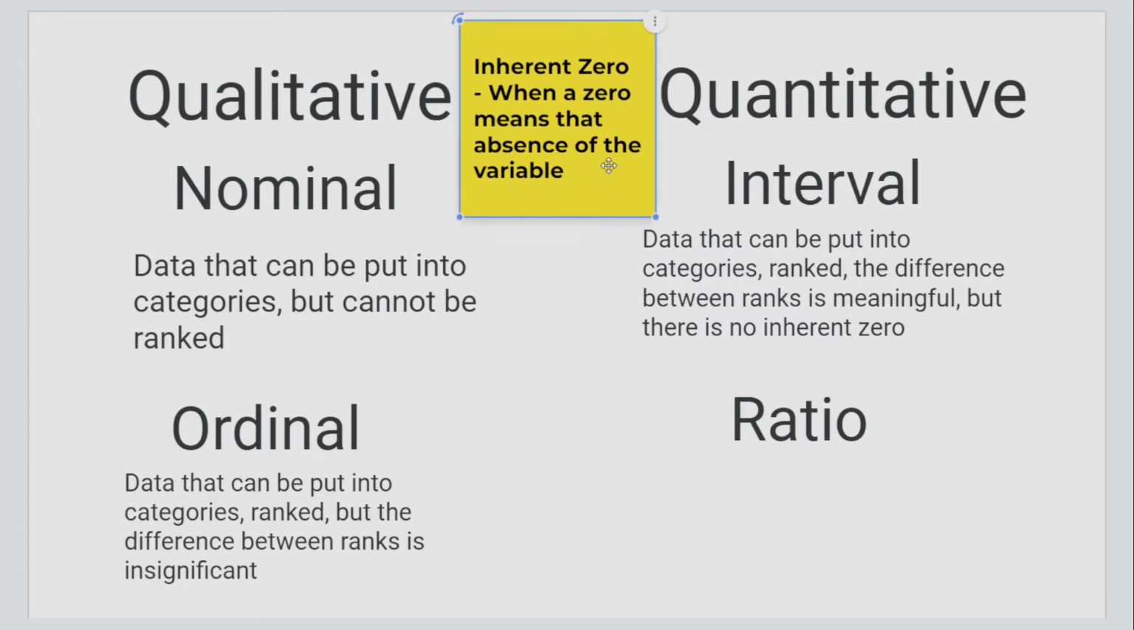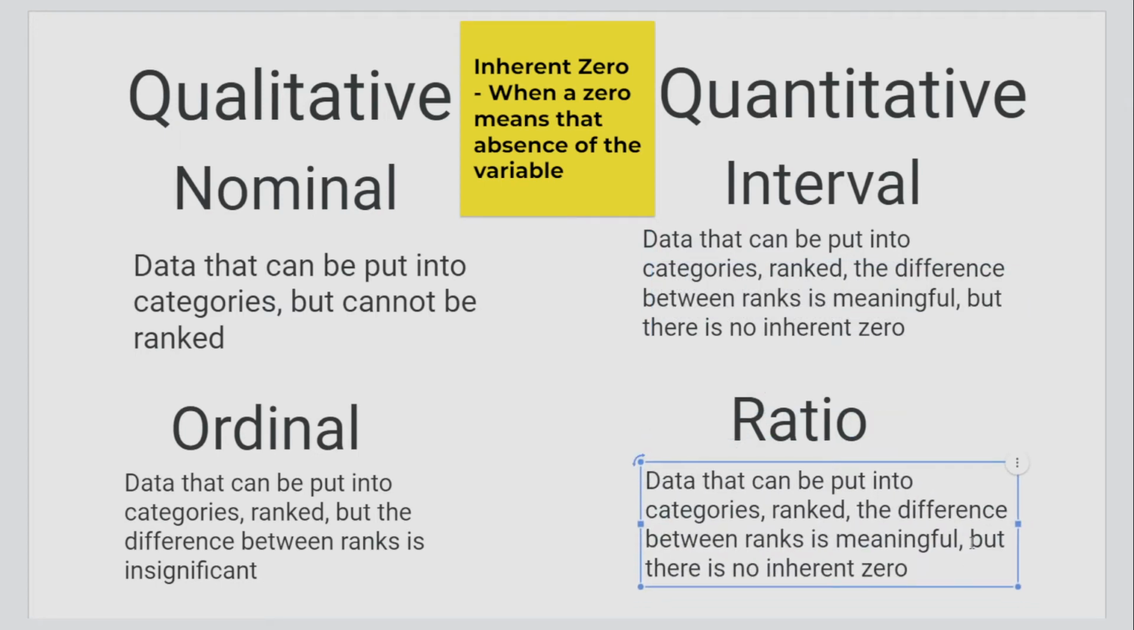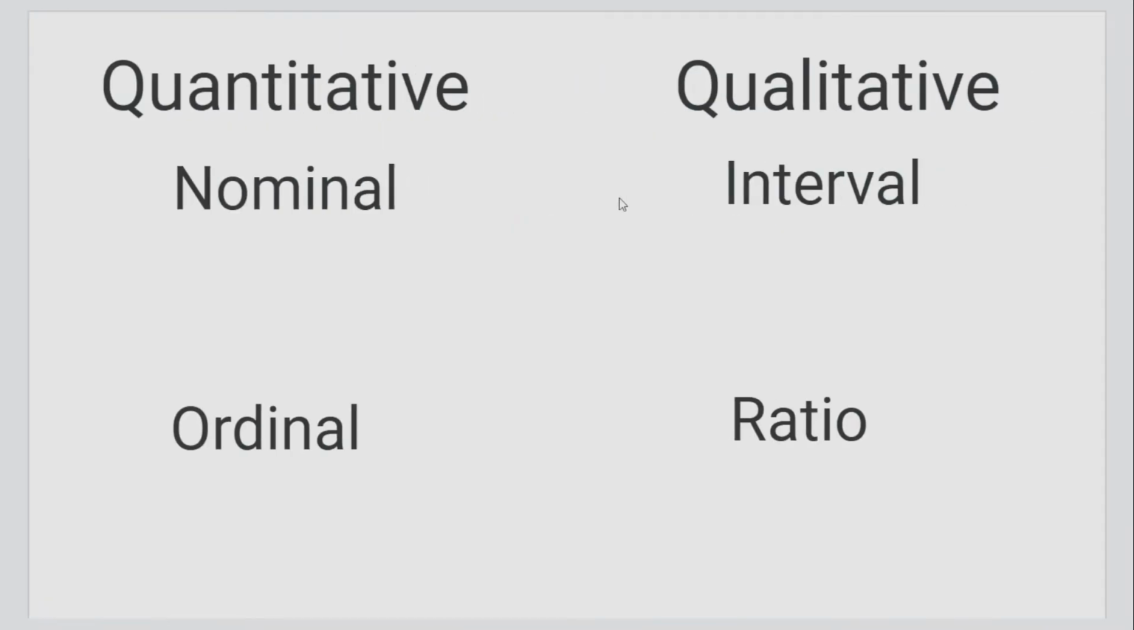I'm gonna explain ratio first, because that way I can compare the two a little bit better. So the difference between interval and ratio is simply that there is an inherent zero. So I'll give some examples, and this way it might make a little bit more sense.